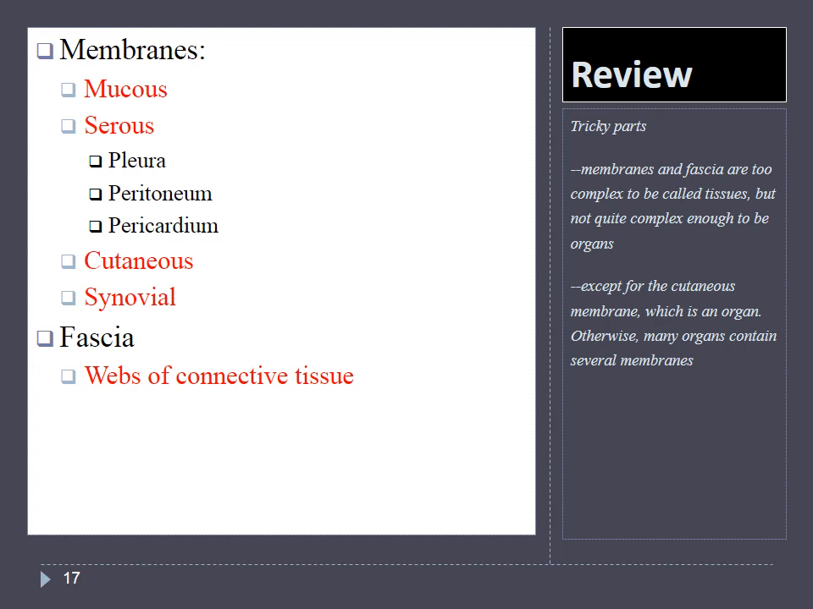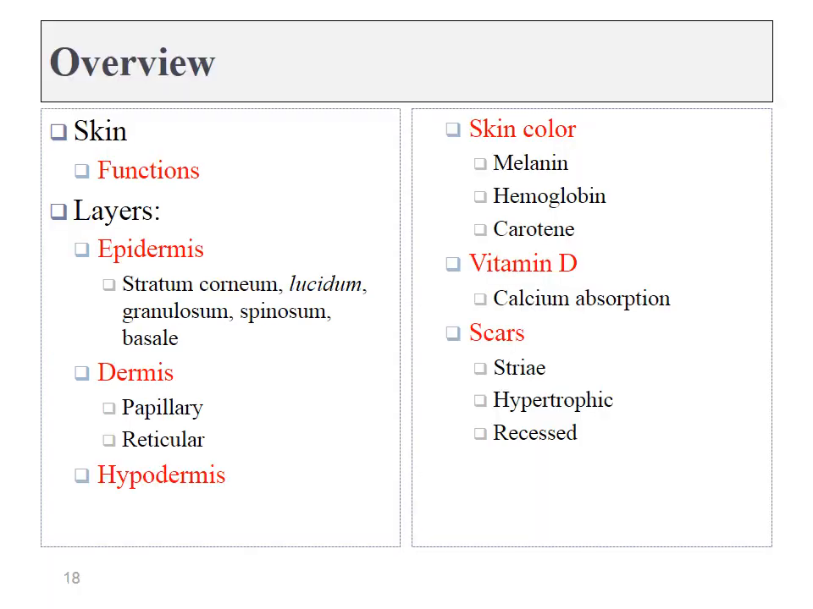So those are the membranes and fascia, two things that are not considered to be organs, but are nevertheless important. The rest of the lecture will focus on the skin. We'll cover its basic functions, and then its two major layers, the epidermis and the dermis. And then we'll talk about some physiology: skin color, vitamin D production, and the formation of scars.